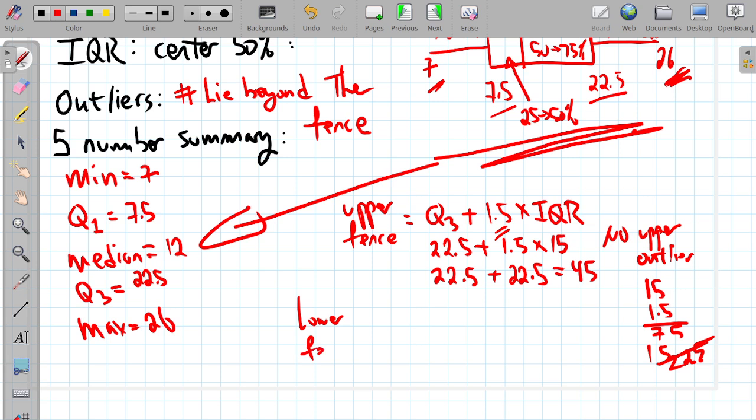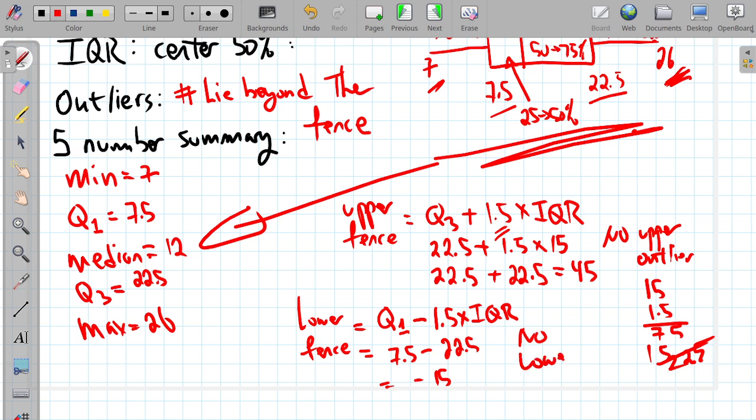So the lower fence, now remember, anything smaller than the lower fence will be an outlier. That's going to be Q sub 1 minus 1.5 times the interquartile range. We've already done those computations, so we'll just copy them down. Q1 was 7.5. This is 22.5. So this is negative 15. Well, we don't have any negative numbers, so there are no lower outliers. Boom. And that's really all there is to it.